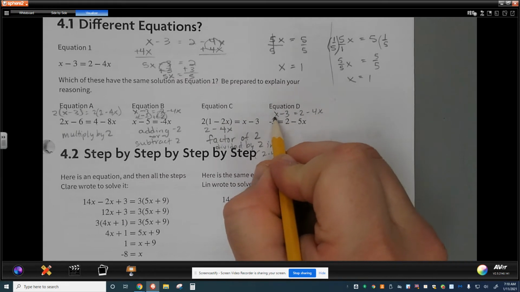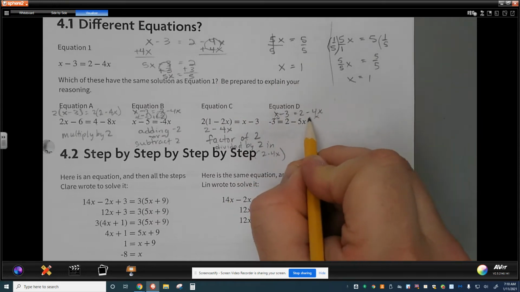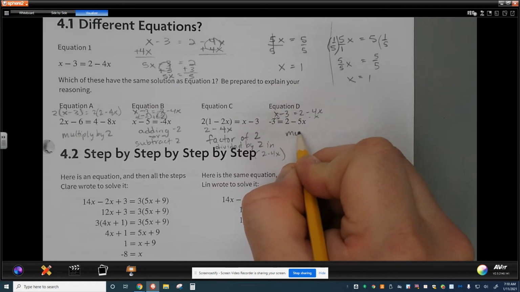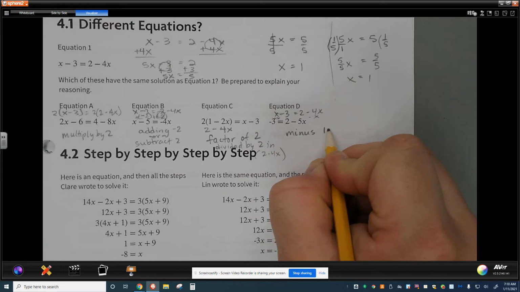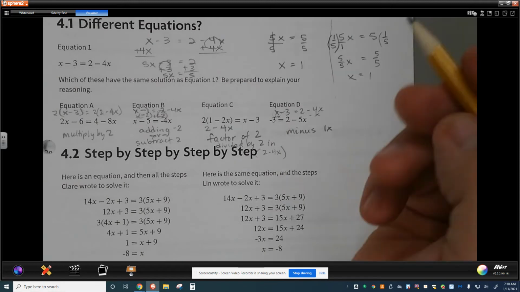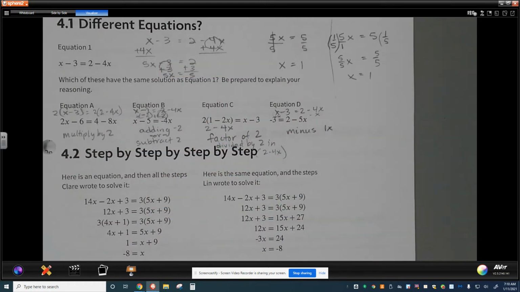How could I do that? If I subtract x from this side and subtract x from this side, a minus 4x minus 1 more x would give us a minus 5x. So in this case, I just said minus 1x, and that gave us the exact same equation. So what we know is A, B, C, and D, all of them have the same solution as equation 1, because they're just different versions of it. We've used some inverse operations to change the equations just a little bit, and they're the exact same. So kind of neat to see a lot of different steps.